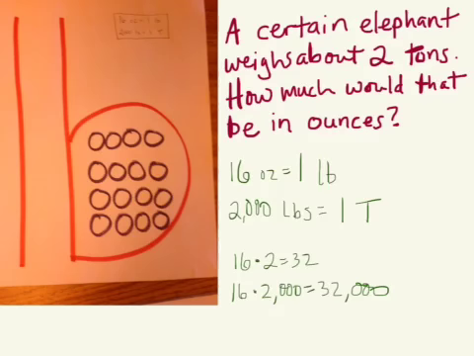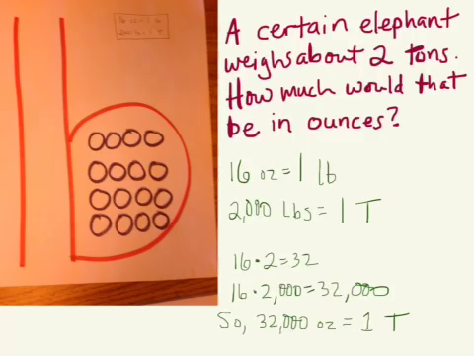I used strings to figure this out. I knew mental math that 16 doubled was 32, which means that 16 times 2,000 would start with a 32, and then I have 1, 2, 3 zeros to place at the end. So 32,000 ounces are in 1 ton.